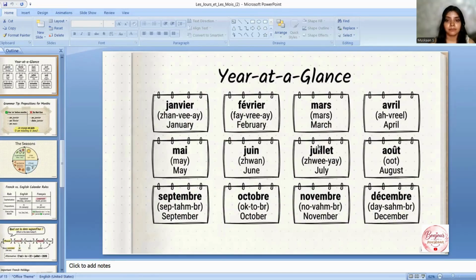Janvier, février, mars, avril, mai, juin, juillet, août, septembre, octobre, novembre, décembre. Bravo, now you know how to pronounce days of the week as well as months of the year.